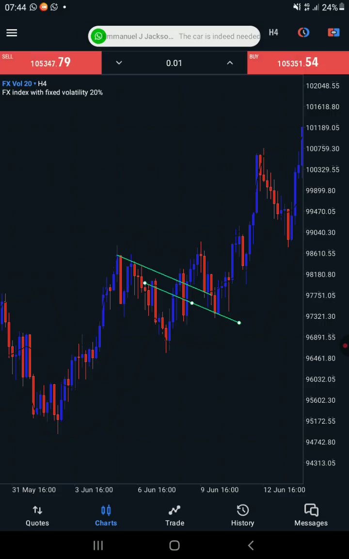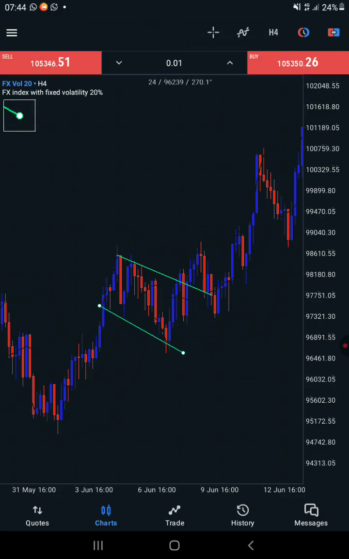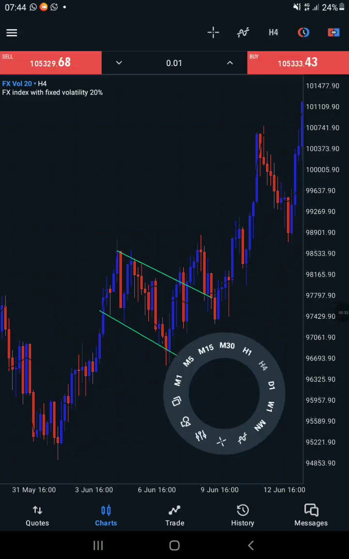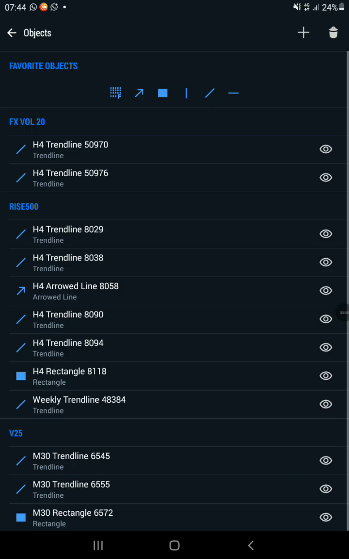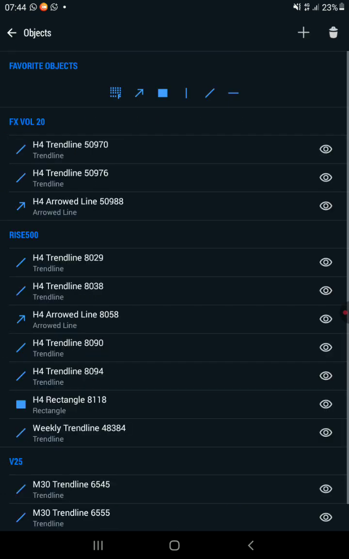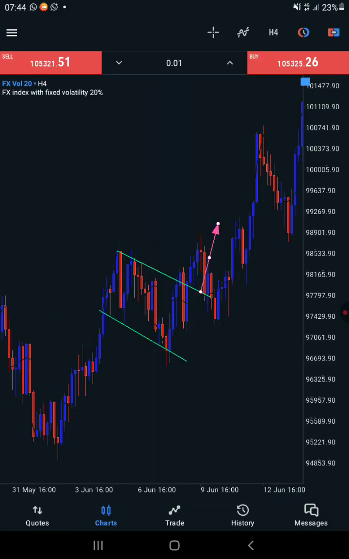There and there. This is the flag that we are seeing, and to trade this one we must draw a measure, that is, the distance of the channel. You bring it to the point of breakout, and that distance is where your TP is going to be.